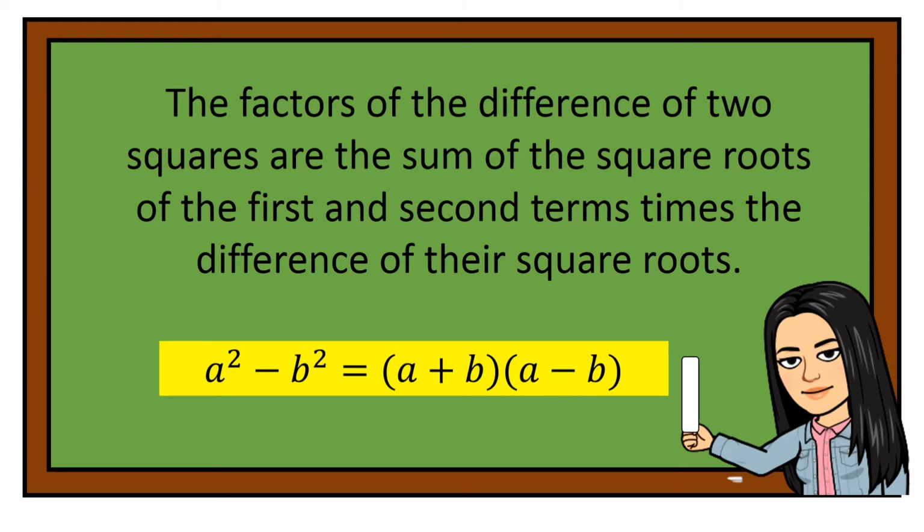So how did we get that? First, get the square root of the first term. So the square root of a squared is equal to a. And then, get also the square root of the second term. So the square root of b squared is equal to b. And then, rewrite it again in another parenthesis. And then, one is plus and the other one is minus.